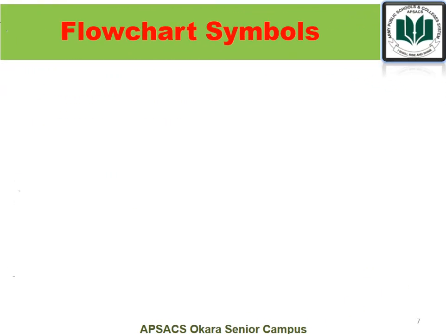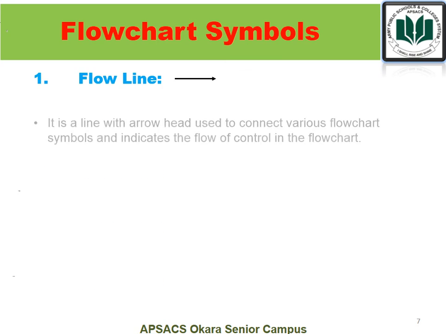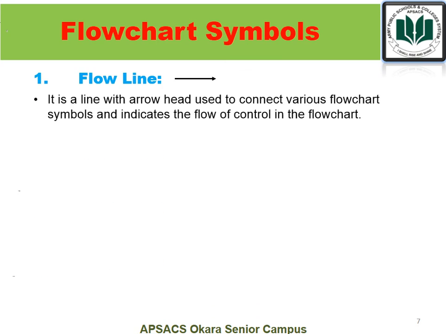Next topic is flowchart symbols. We will be discussing the symbols in detail. Flow line: it is a line with an arrowhead used to connect various flowchart symbols and indicate the flow of control in the flowchart, that is, in which direction control of the flowchart is going.